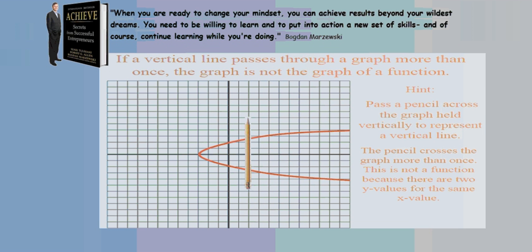A vertical line test is often used to determine if a particular graph can be defined as a function. Once you have a situation where from one x value you can generate two y values, this relation is not a function. So that sideways parabola is not a function because it does not pass the vertical line test.